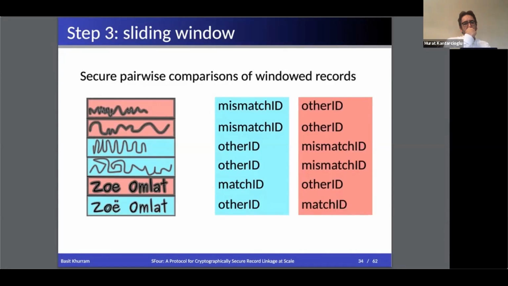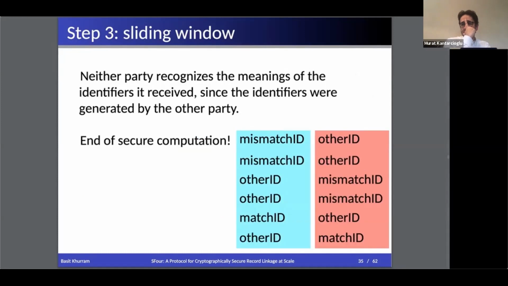Similarly, the same process can be followed to generate a list of identifiers for the red party. Now, both parties have identifiers that mean nothing to their respective selves. At this point, we are ready to enter secure computation. For the two parties to exchange their lists of identifiers, we will be able to learn the results of the matches.